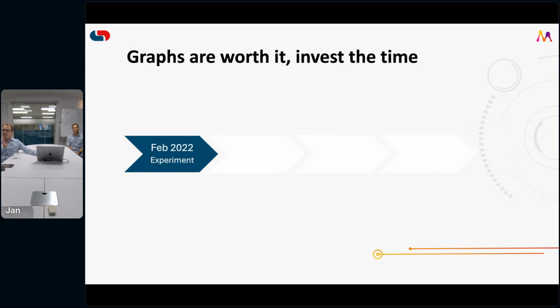Then one thing I just want to talk about is graphs are worth it, but you need to invest the time. It's so different to how normal databases work, right? It's not a pick it up and just go thing. So in 2022, we started experimenting with it. We built some data lineage tracking things.